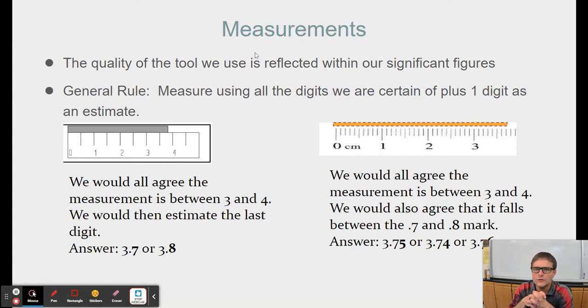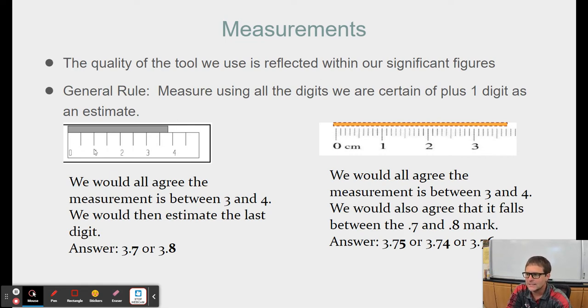The idea of using significant figures in measurements is that the quality of the tool we're measuring with is going to be reflected within our significant figures. The general rule is we're always going to measure all the digits that we are certain of, and then we're going to go one more digit as an estimate. Very similar to what we learned with our quad beam balance, we would measure what we were certain of, and then we would estimate one more digit.